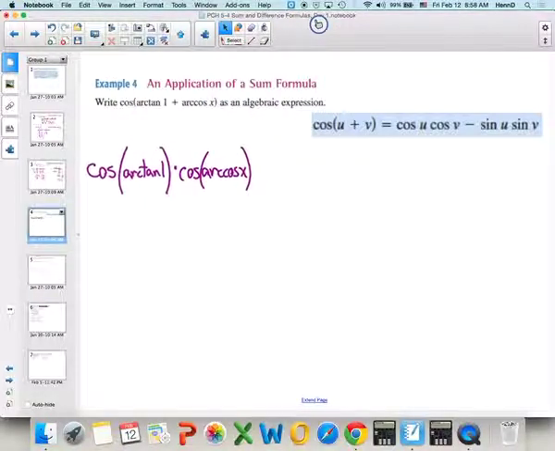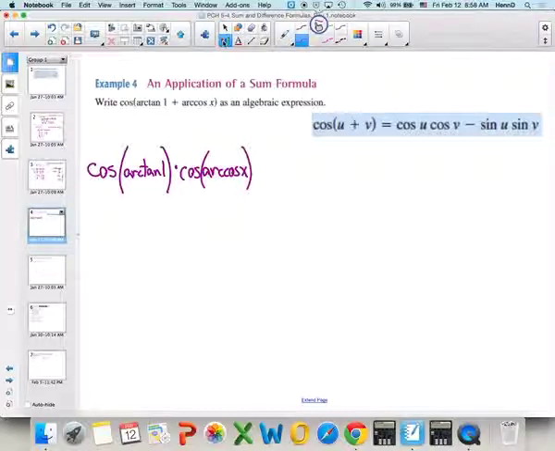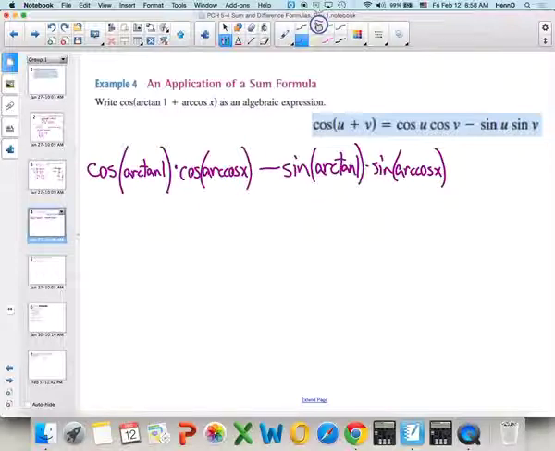Minus the sine of u, so we have the sine of the arctan of 1 times the sine of the arccosine of x. Well, let's see what we can do with this at this point.